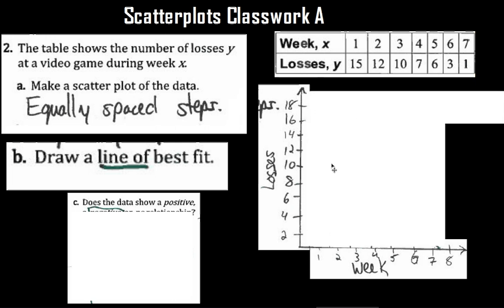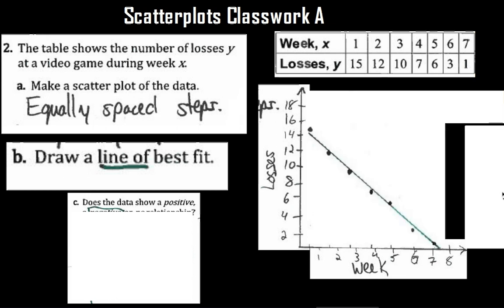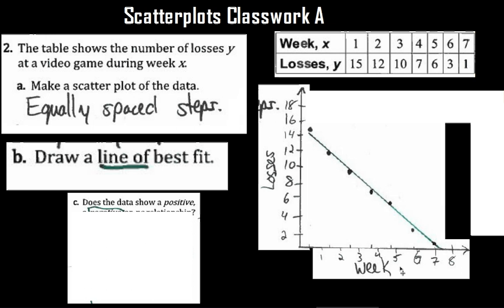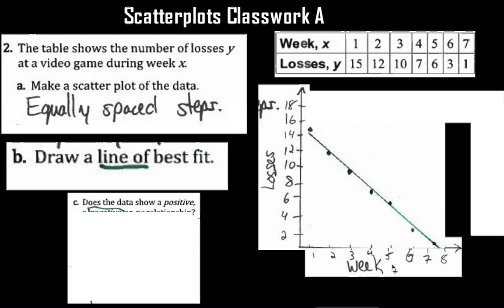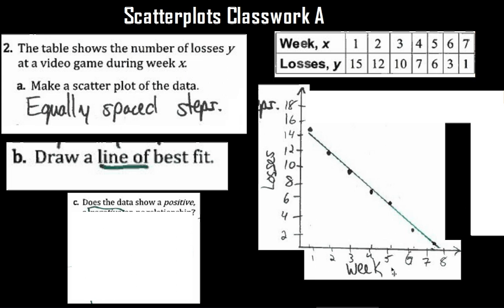Now when we go to make the scatter plot, all you're doing is matching up and plotting those points. So the value for the first week is going to be 1, and then the losses is 15, and so you plot that point at (1, 15). Again, the other weeks are as follows, and all you're trying to do is match up those points.